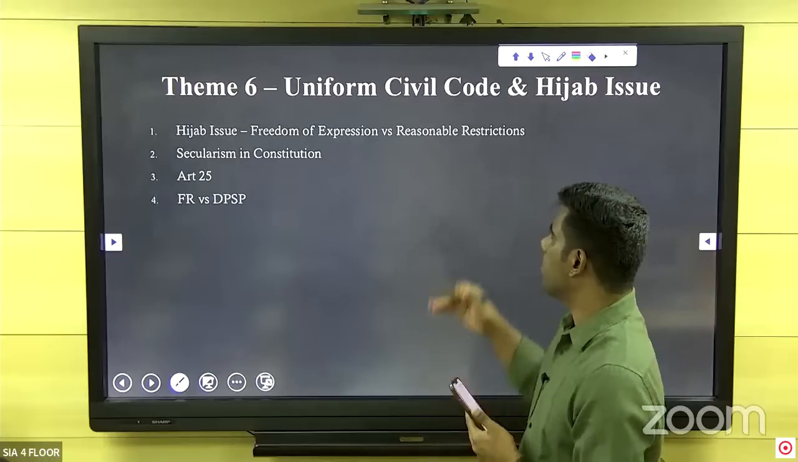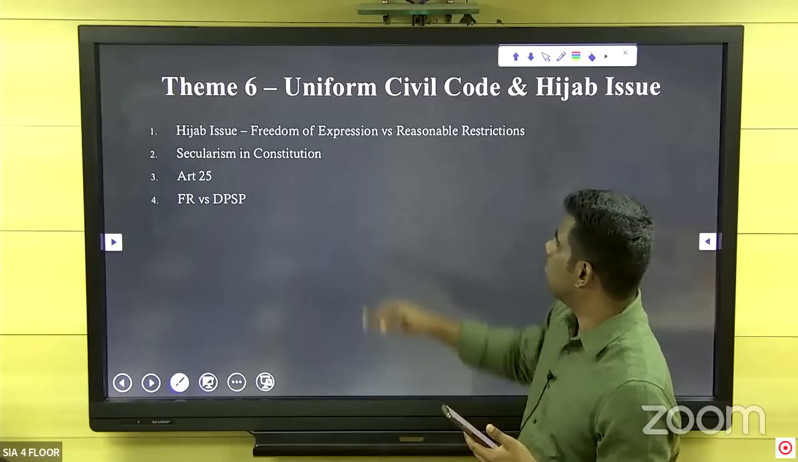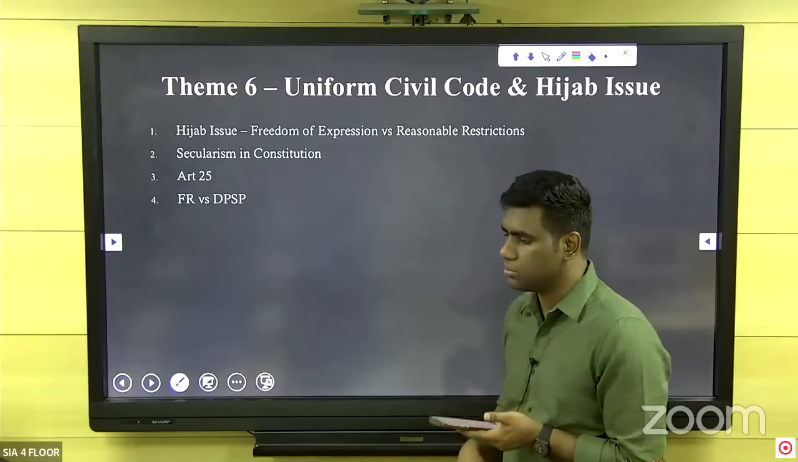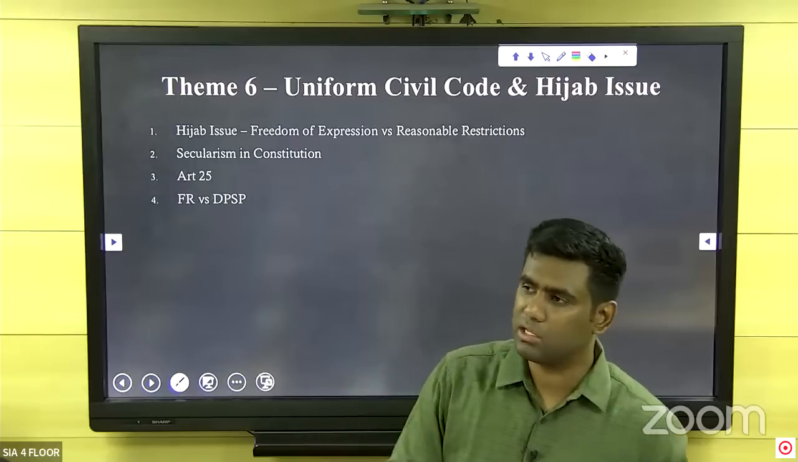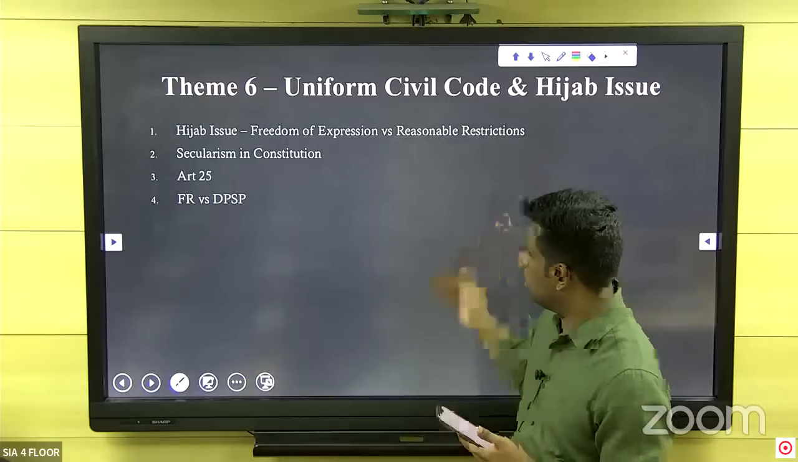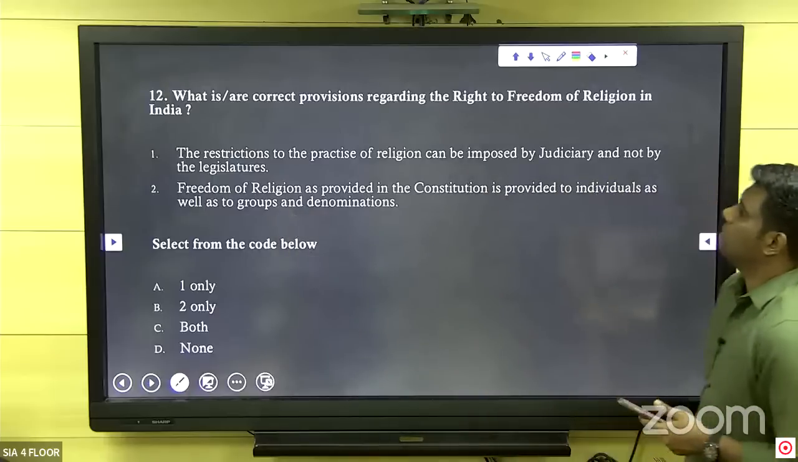Okay, so we have such issues going on with hijab, and also the talk of bringing in uniform civil code. And already there's a talk going on in various states that they will try to bring in uniform civil code. So these are issues that are going on. So let's have a look at the question and find out what is the issue.